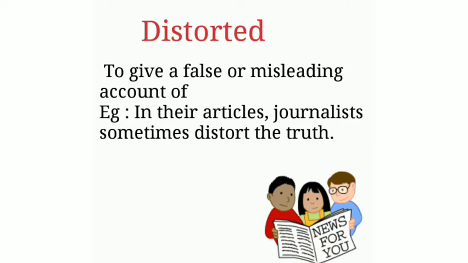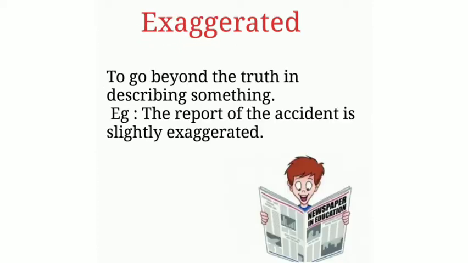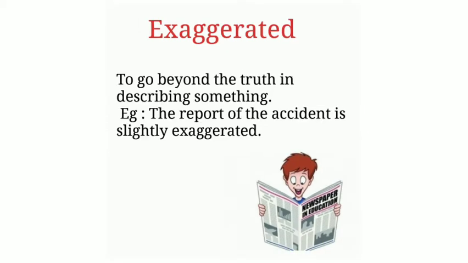First word, distorted. Distorted means to give a false or misleading account of. For example, in their articles, journalists sometimes distort the truth. Coming to the next word, exaggerated. Exaggerated means to go beyond the truth in describing something. For example, the report of the accident is slightly exaggerated.